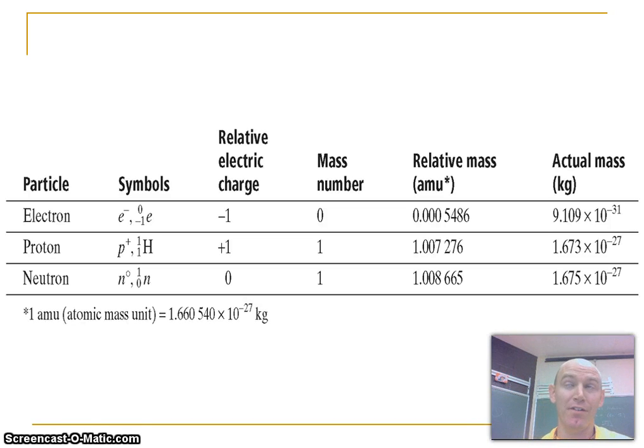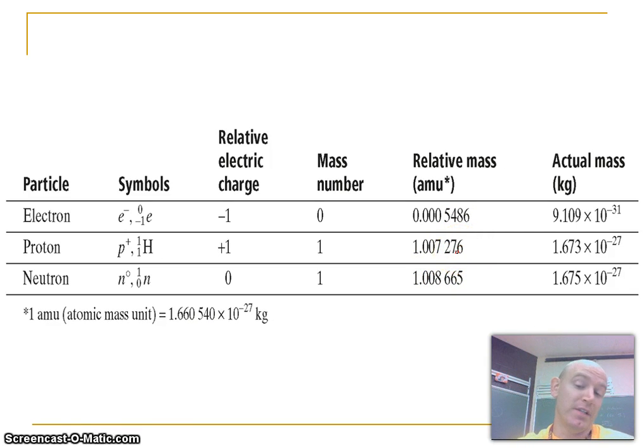I kind of got cut off on the last slide, or the last section with just the last slide. So I'm just going to show that really quickly here, and you can see pretty much the comparison of proton to neutron to electron. Some of the big things to notice, the relative charges: electron and proton equal, proton positive, electron negative, neutron of course is neutral.